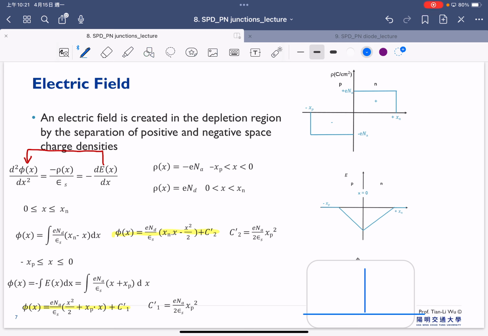It's still the same. We start from minus xp till positive xn, and this equation tells us our potential distribution will look like this. It also suggests that this value is equal to our built-in potential. So again, we use another way to prove that inside this depletion region, this charge separation will induce an electric field and an additional potential, and this potential we call the built-in potential, VBI.